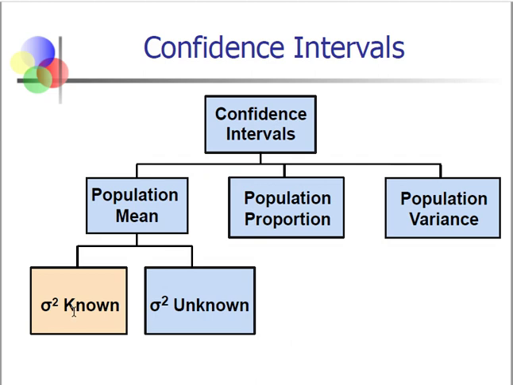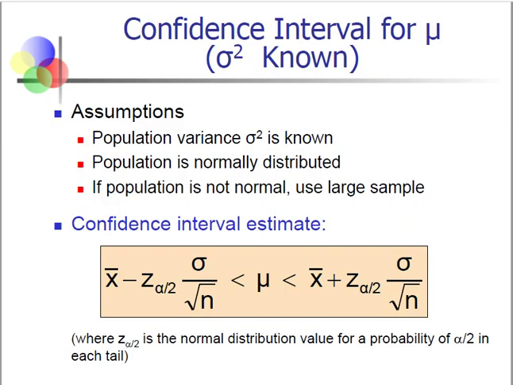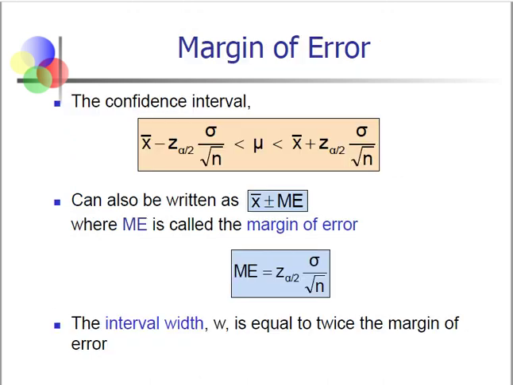For us to construct the confidence interval for population mean, we have two cases. The first case that we'll consider is if the standard deviation is known. If the standard deviation is known and the population is normally distributed, then our confidence interval will be given by this formula. Z alpha over 2 is also known as our critical value. It's the Z value for a particular alpha.